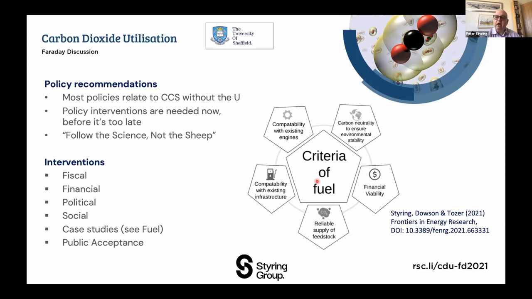And if there is a policy, that's great. If we have politics, it's not so good. So we need to follow the science and not follow the sheep. So we need to do evidence-based policy recommendations. The interventions that we need are multiple. They are fiscal, and that might be a carbon tax or changing VAT, for example. It's financial, so who invests in these products?